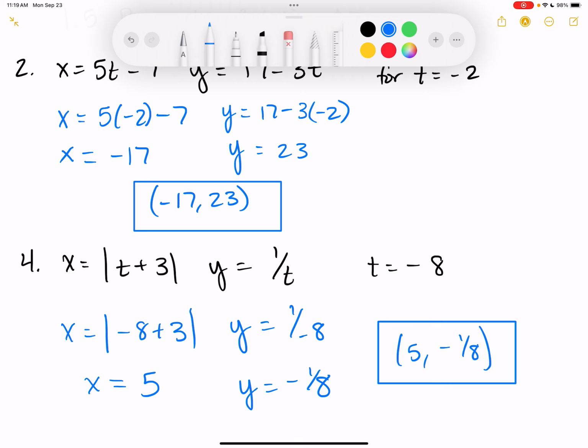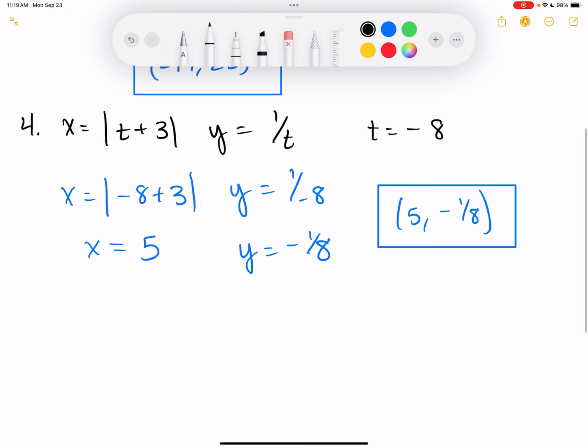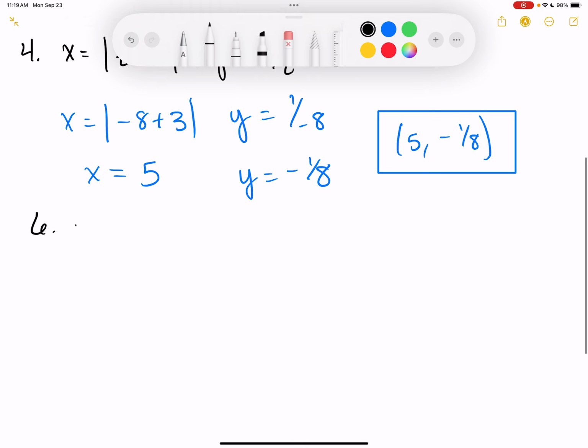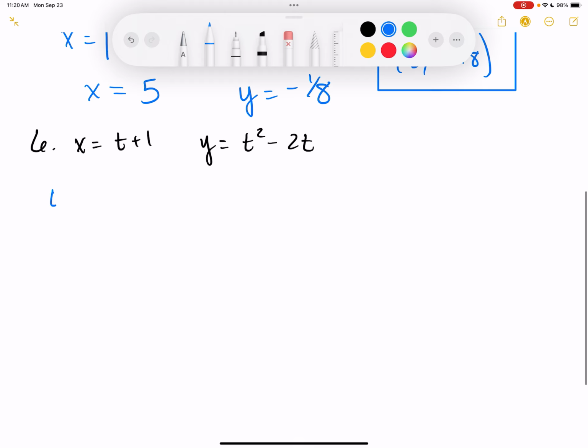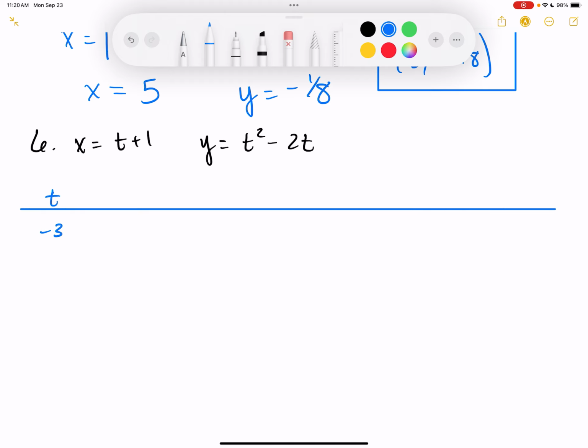So number 6, and I'm only going to do one of these because it's so long, but it's really easy. x equals t plus 1, y equals t squared minus 2t. So that's what they give you for your problem. And then we are going to set up a table that's going to have our t values, which are -3 all the way up to +3.